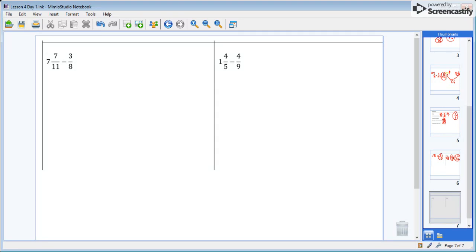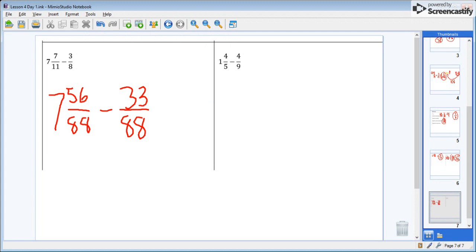Common denominator for the first one is 88. So 11 times 8 gives me 88. 7 times 8 gives me 56. I still have the whole number of 7. I need 88 on this one, so I'm multiplying the 8 by 11. So 3 times 11 is 33. 56 minus 33 is 23. So we have 23 over 88.